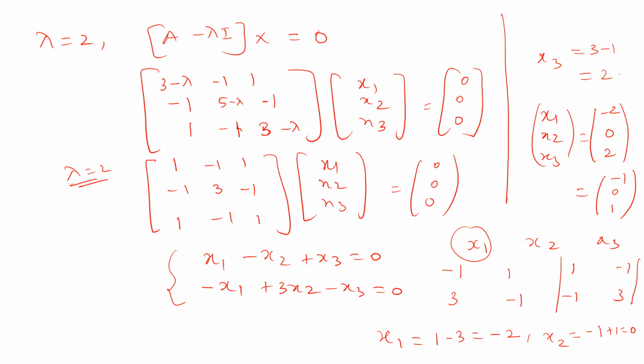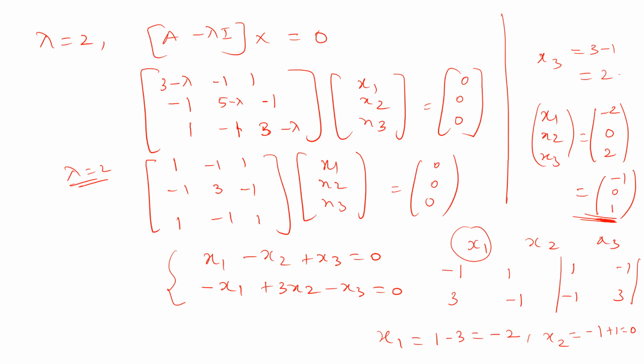So this is a base vector actually. This minus 1 0 1 is a base vector. Minus 2 0 2 is also a solution, minus 3 0 3 is also a solution, minus 4 0 4 is also a solution. Any multiple of this vector minus 1 0 1 is the eigenvector corresponding to lambda equal to 2.